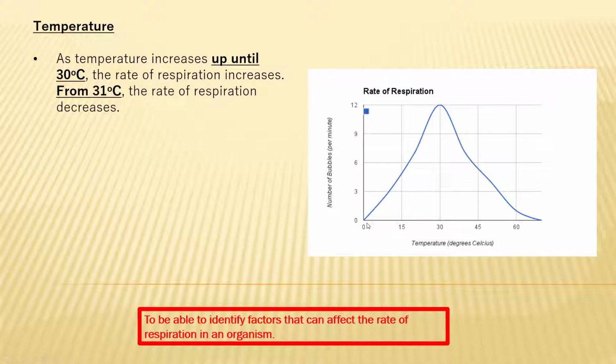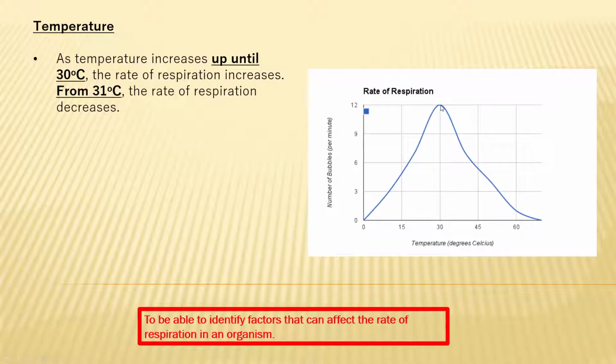So, as temperature increases up until 30 degrees, the rate of respiration also increases. I know it doesn't specifically say rate of respiration, but remember, carbon dioxide is produced, which would be seen as a bubble underwater. So we know that if carbon dioxide is produced, respiration is occurring. Now, this doesn't just increase and increase and increase, so we have to talk about the other trend that we see in the graph.